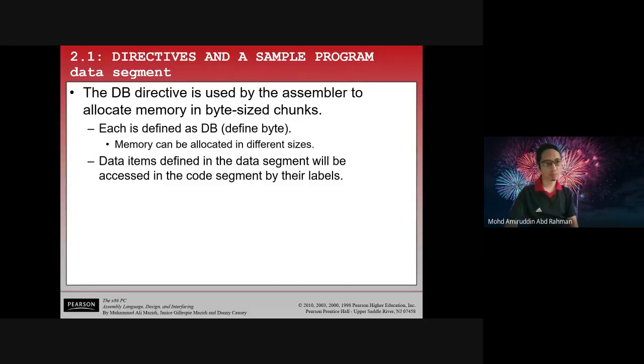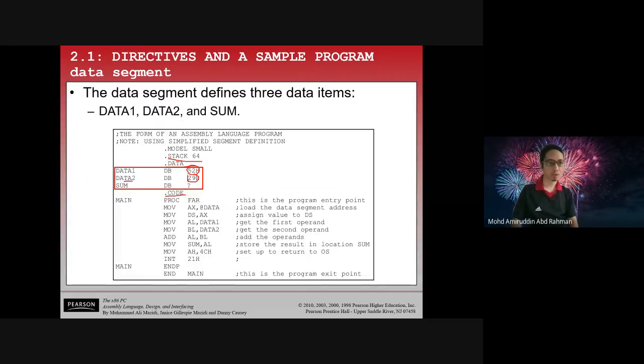The data items defined in the data segment will be accessed in the code segment by their label. So this data is later accessed by giving the instruction. For example, over here, we call back the data. We want to load the data segment address into the register. So this is how we relate the code and the data segment.